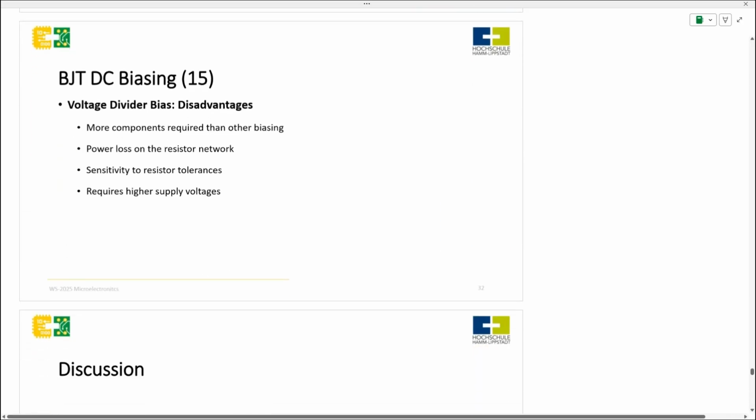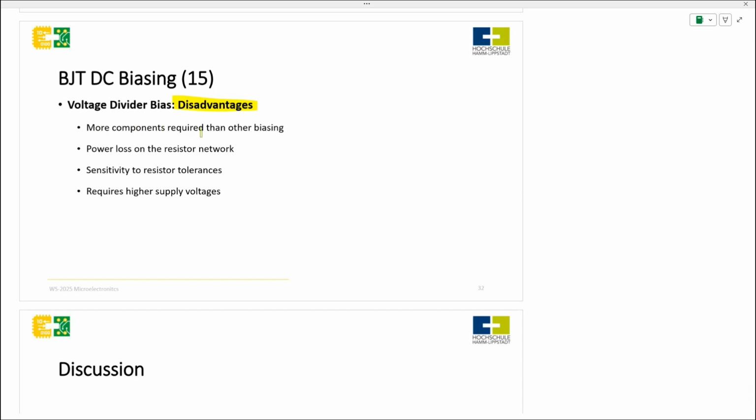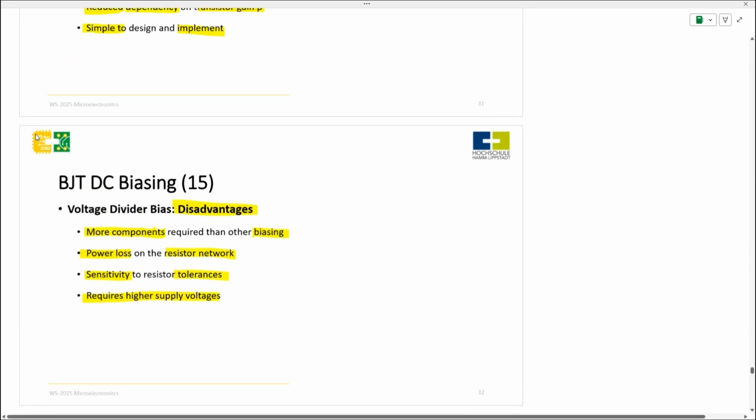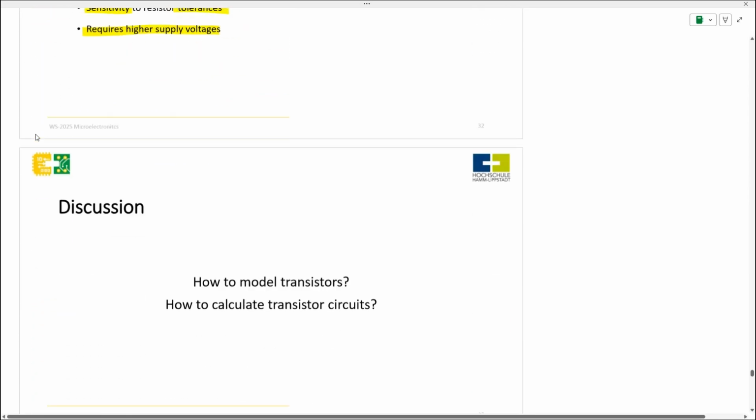Okay, so the disadvantages. What are our disadvantages here? We have more components required than other biasing. Yeah, it's simple to design, but there are more components. There is a power loss in the resistor network and sensitivity to resistor tolerance. And finally, it requires a high supply voltage. Okay, so yeah, that's it.